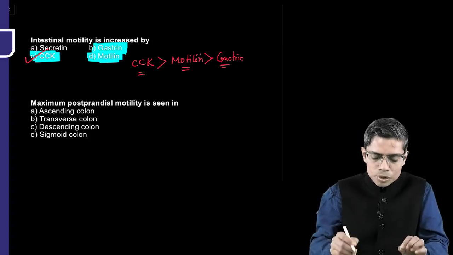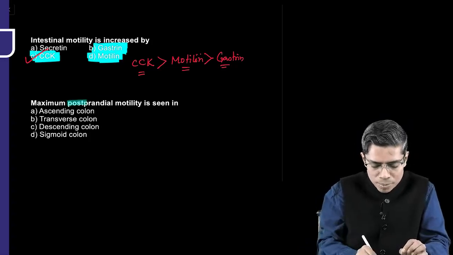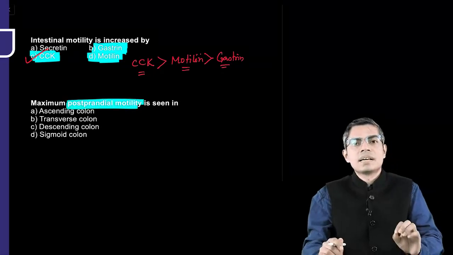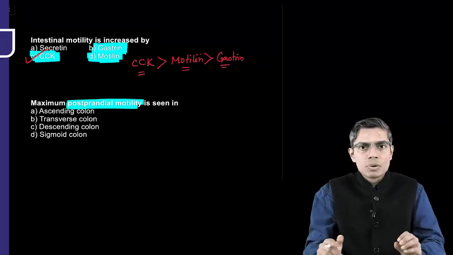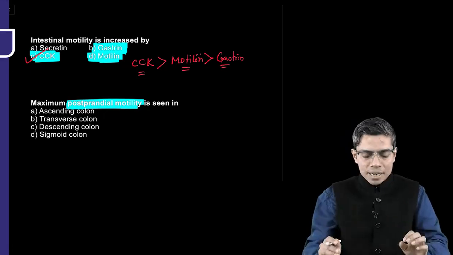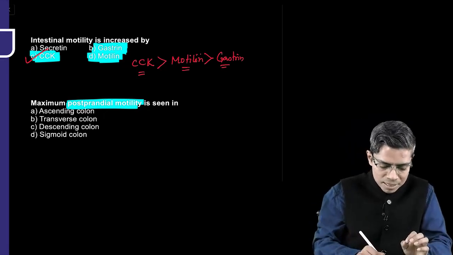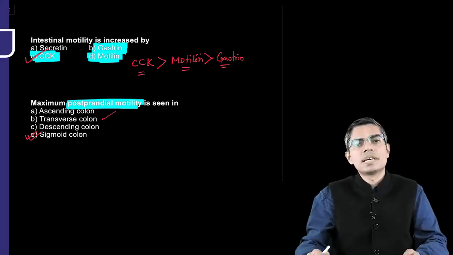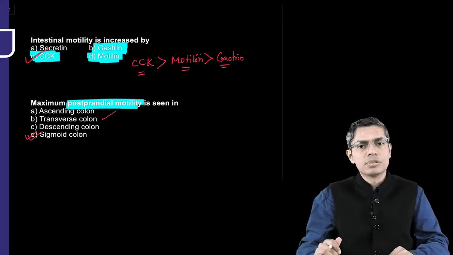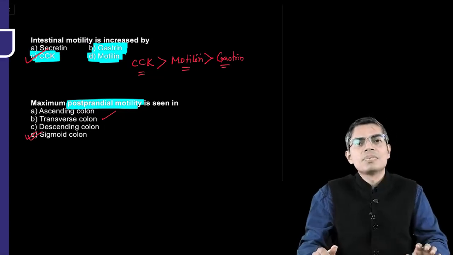And maximum postprandial motility, I told you postprandial motility is nothing but the gastrocolic reflex or duodenocolic reflex. The colon will start enhanced movement. The maximum is seen at the level of the sigmoid colon followed by the transverse colon, right? So this is all about your motility of the GIT.